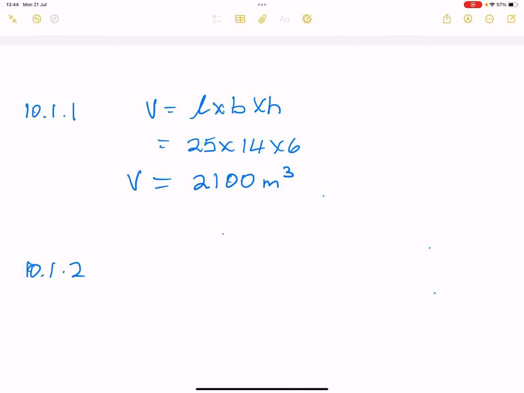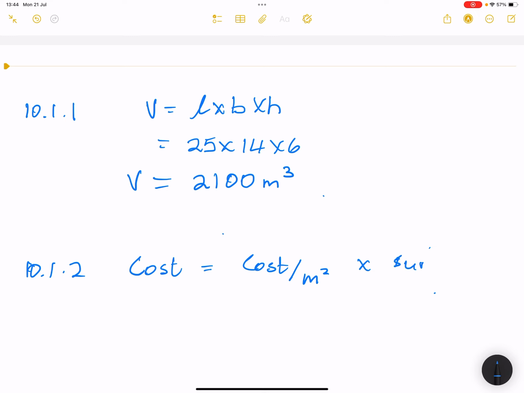So the total cost will be equal to the cost per meter squared multiplied by the area, the surface area. The surface area is measured in meters squared, and that's how you'll be able to cancel out the meter squared with the cost per meter squared, which will give me the cost. I know this is 50 Rand per square meter. Now let's find out what the surface area is.